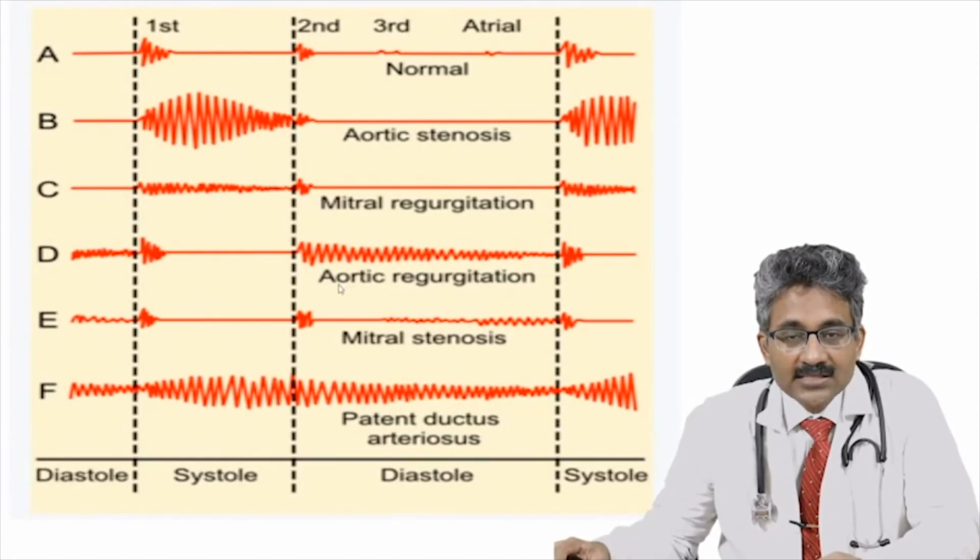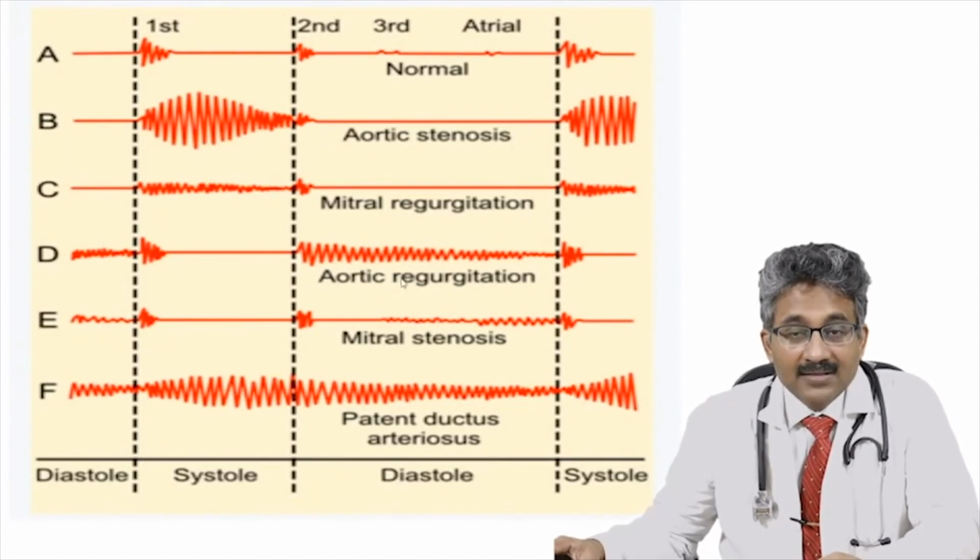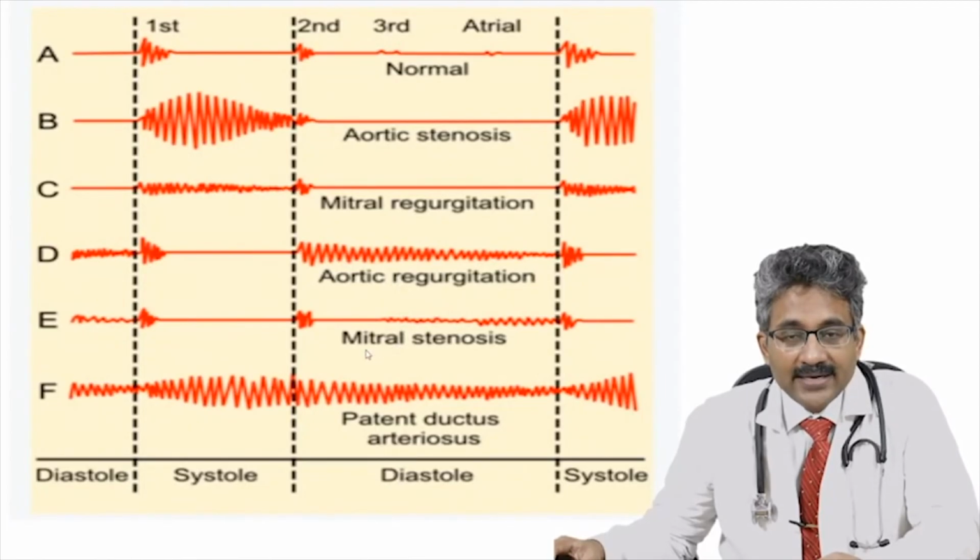In the D, students, you see the aortic regurgitation murmur. See, this is a diastole between S2 and S1. This is a systole, S1 and S2. So in the diastole, you can see there is an early diastolic murmur. Okay, EDM, early diastolic murmur, which you get in pulmonary regurgitation also. Early diastolic murmur.